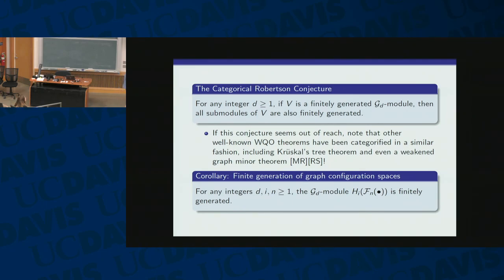And so, from this finite generation statement, all of the theorems that we saw before are essentially shadows of this. Okay? This finite generation is telling you that a finite amount of algebraic information coming from a finite list of graphs is determining what all of these graph configuration spaces are doing across all graphs.